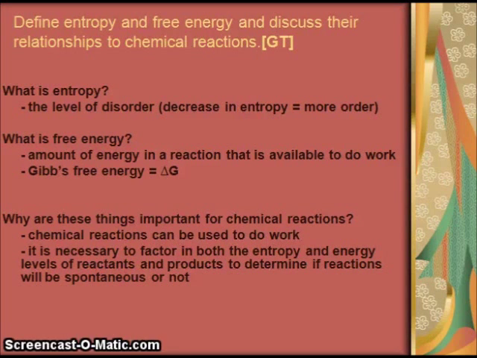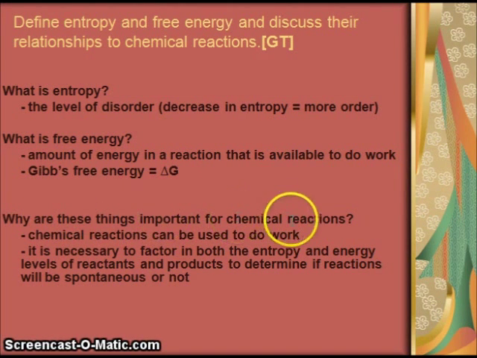So what is entropy? Entropy is the level of disorder in a system. A decrease in entropy, therefore, would mean that we're producing more order or more organization. Free energy is the amount of energy in a reaction that would be available to do work. Typically, we calculate Gibbs free energy, which is delta G. We don't actually do any Gibbs free energy problems in GT Chem.